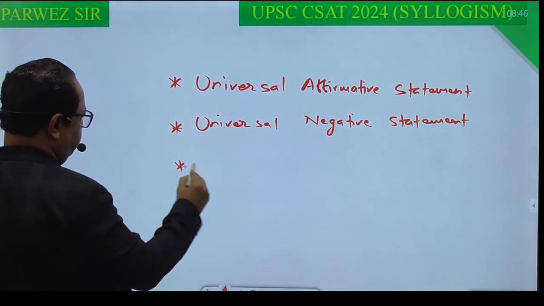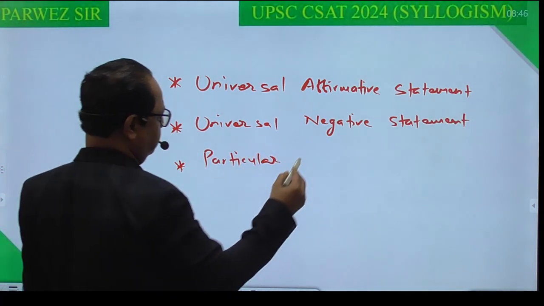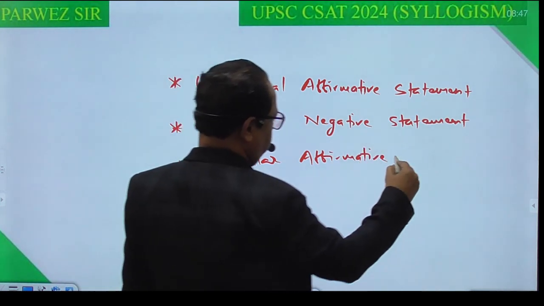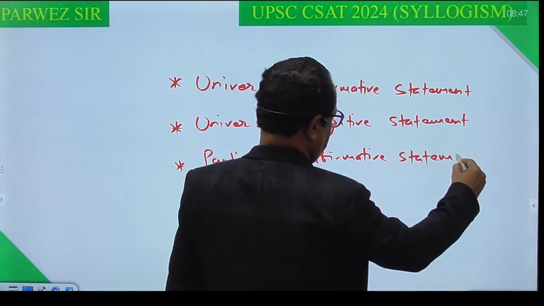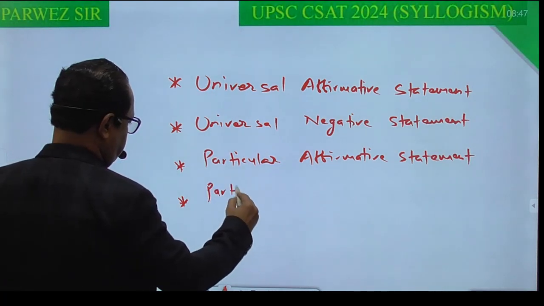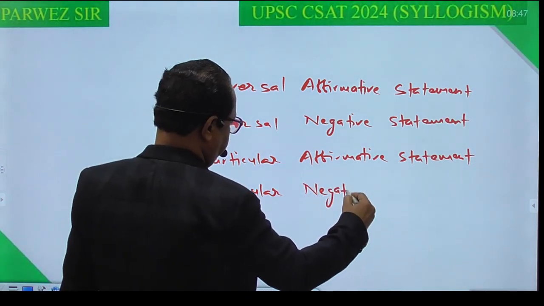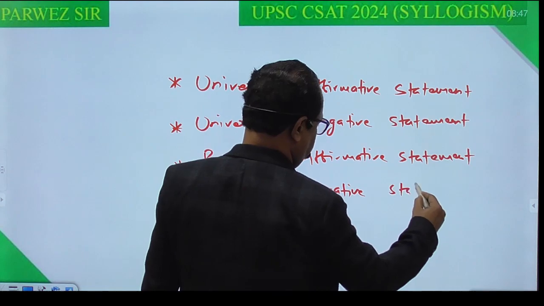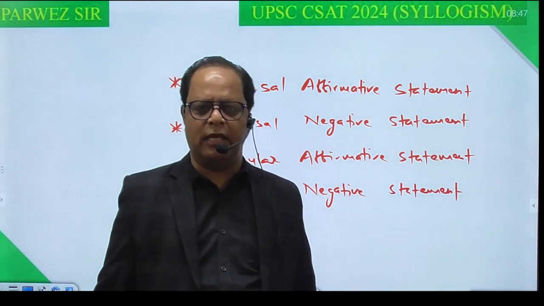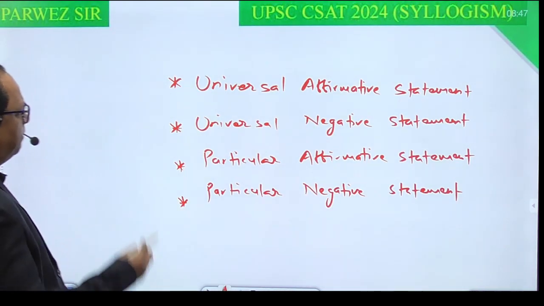In third type, particular affirmative statement. In fourth type, particular negative statement. These are the four types generally we will see in your examination.